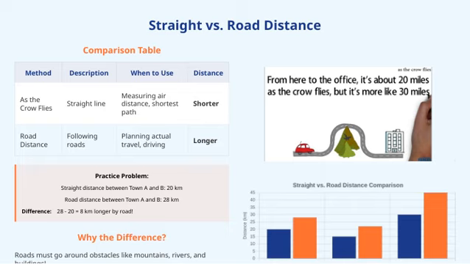Let's look at our practice problem. The straight distance between town A and town B is 20 kilometers. However, if you were to drive along the roads, the distance increases to 28 kilometers. That means the road distance is 8 kilometers longer than the straight line distance. Why is that? Well, roads can't always go straight. They need to navigate around obstacles and follow terrain features. Now I want to ask you, which route would you prefer, taking the straight line or following the roads? And why? Think about whether you're prioritizing speed, scenery, or perhaps safety. This comparison helps us understand why distances can vary so much depending on how we measure and plan our routes.